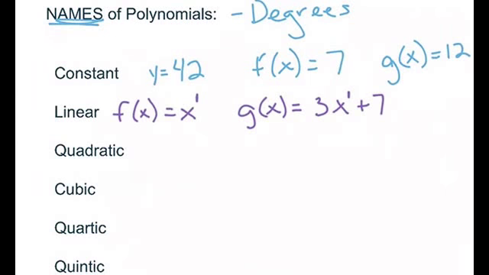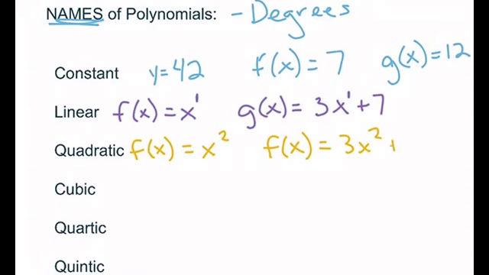All right, a quadratic. You know a quadratic has a degree of 2. So f of x equals x squared is a quadratic function. F of x equals 3x squared plus 2x minus 4. Now, this is a quadratic because the degree is 2, but the type of polynomial is a trinomial. Do you see the difference?